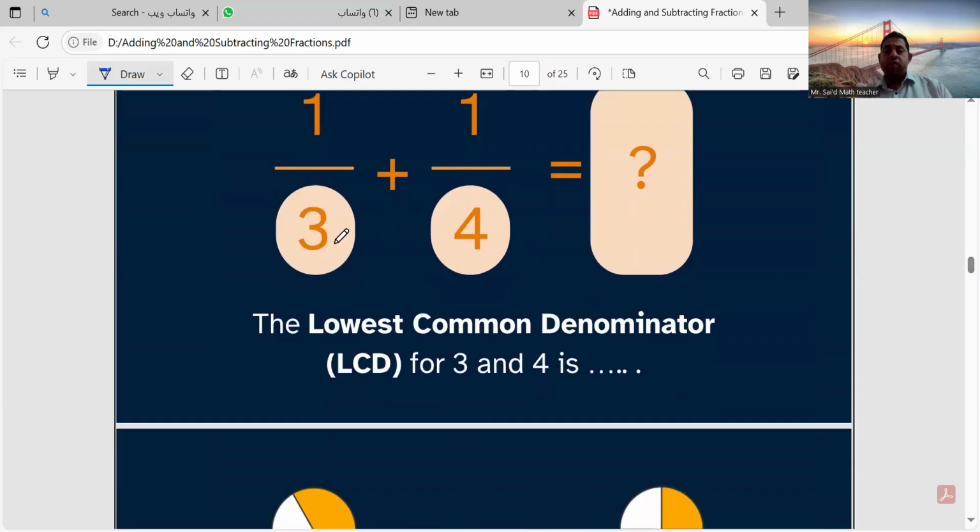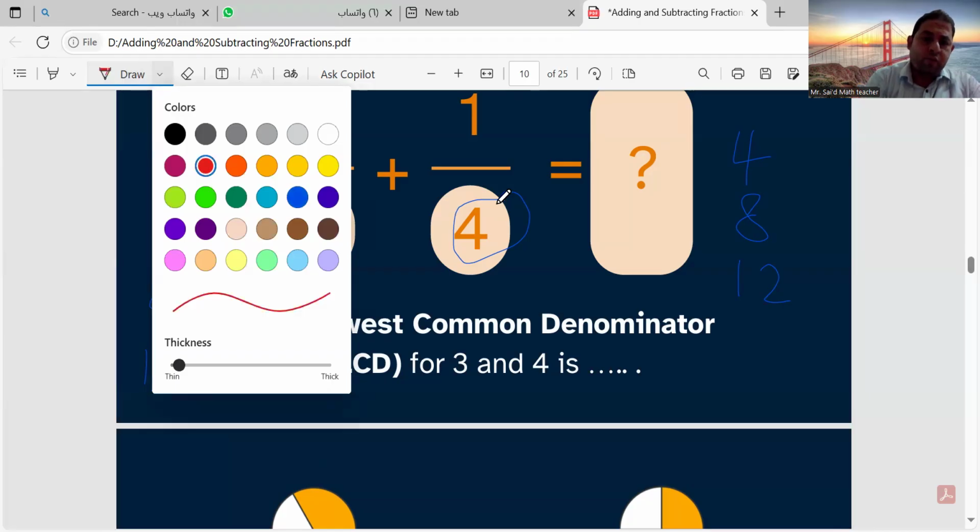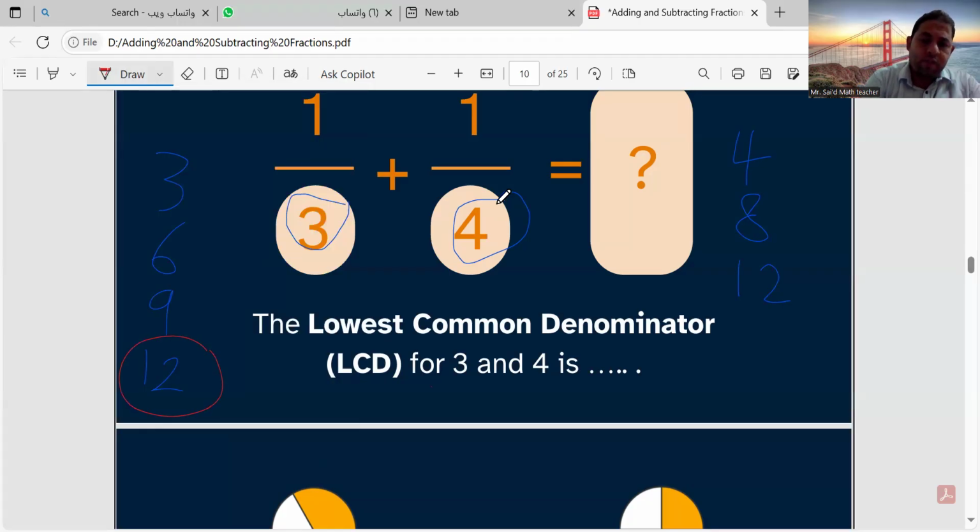First, we have to get the LCD for 3 and 4. Okay, how can we get the LCD? First, we have to write the multiples of 3 here: 3, 6, 9, 12, and so on. And here we write the multiples of 4: 4, 8, 12, and so on. Okay, the first repeated number will be the LCD, which is, yes, very good, Muhammad, it's 12. Thank you. So the LCD for 3 and 4 is 12.